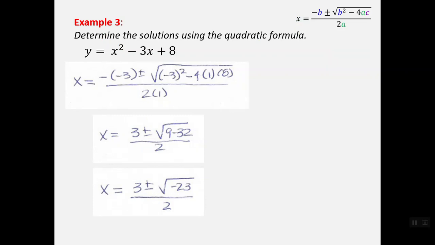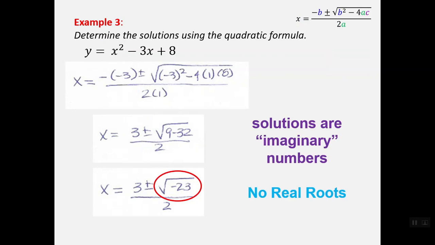Now, you should be realizing at this point, hey, wait a minute, we can't have a negative under the square root symbol. So that's a case where that's a problem in terms of coming up with a value. The solutions are actually imaginary numbers. And that's something you're going to be dealing with when you get to Algebra 2. But for our purpose, this is one of those cases where it's not crossing the x-axis at all. So there are no real number roots.